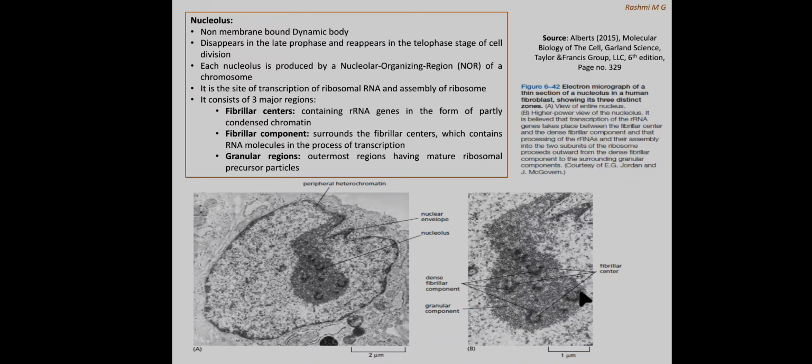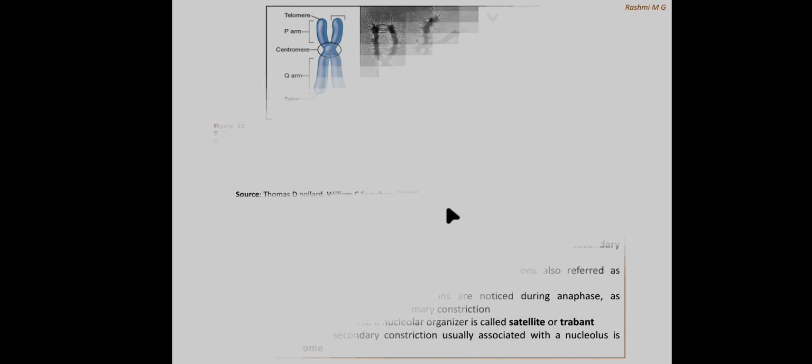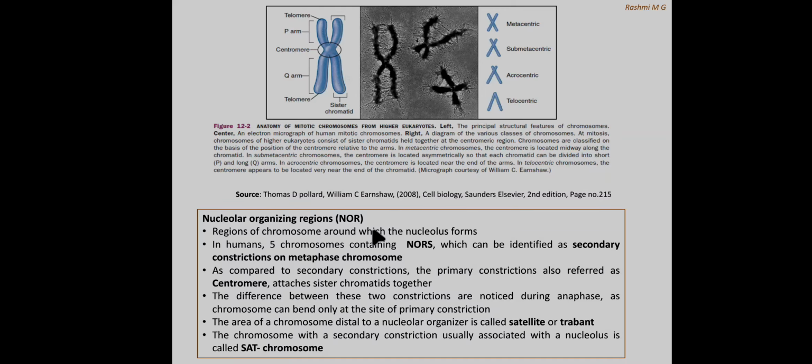Fibrillar centers contain rRNA genes in the form of partly condensed chromatin. The fibrillar component surrounds the fibrillar centers and contains RNA molecules in the process of transcription. Granular regions are the outermost regions having mature ribosomal precursor particles. Nucleolar organizing region: as I said, the nucleolus is produced by the nucleolar organizing region of the chromosome. So it is the region of the chromosome around which the nucleolus forms.